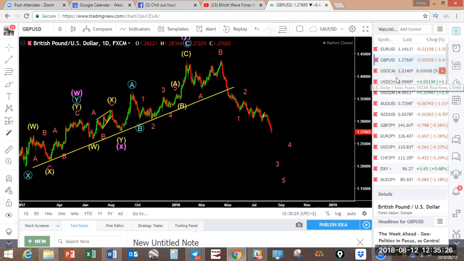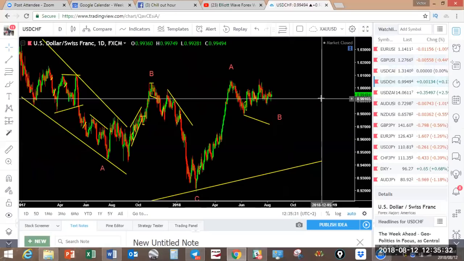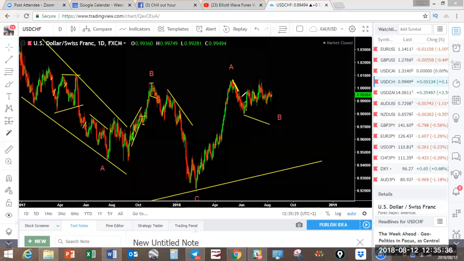We've looked at US dollar CAD. Now we look at US dollar CHF. Right. So US dollar CHF, we looked at this correction. Impulsive move to the downside, a correction. Let me just do that correction in a different color. So this is what we looked at last week. You've got an impulsive move to the downside.